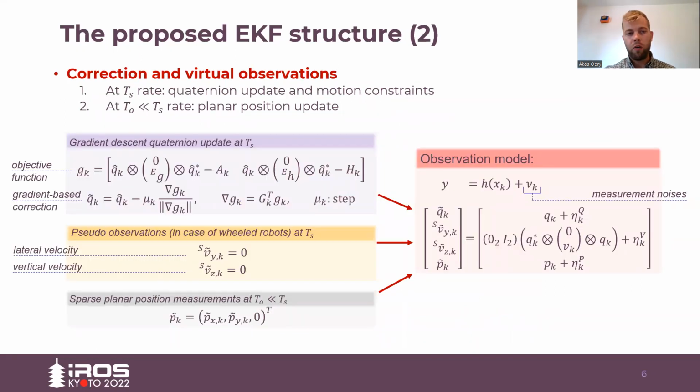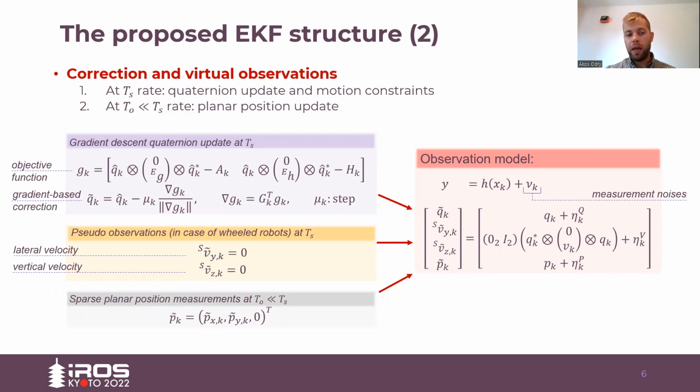We proposed 3 correction signals. On one hand, a gradient descent quaternion update was proposed at Ts rate. Then if the robot is characterized by motion constraints, these motion constraints can be considered as pseudo observations. So for example, in case of wheeled robots, we have the lateral velocity and the vertical velocity, which can be approximated with a 0 vector and supplied at Ts rate to the observation model.